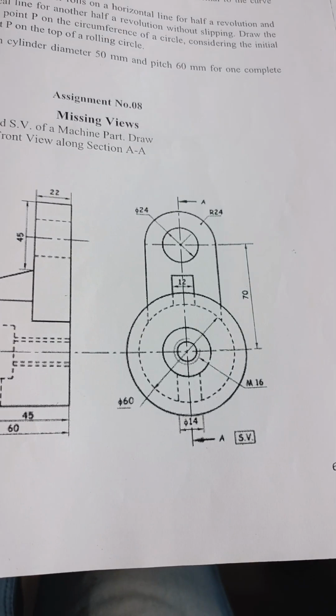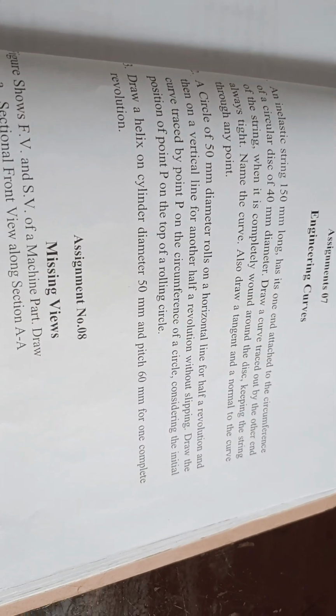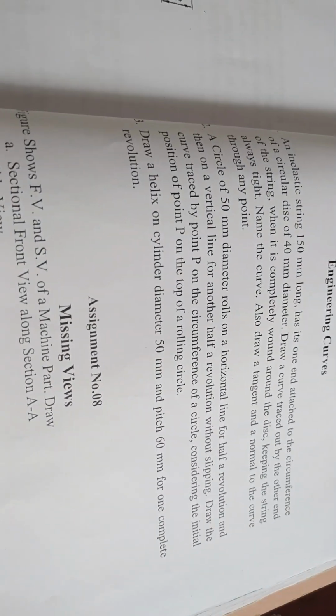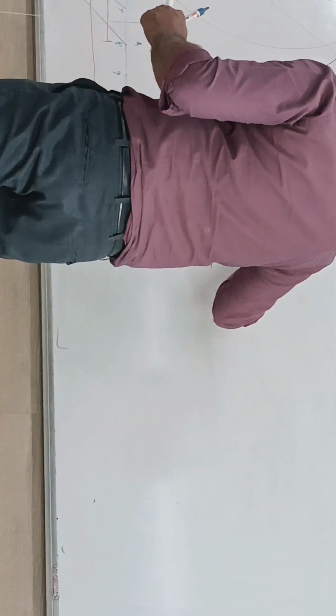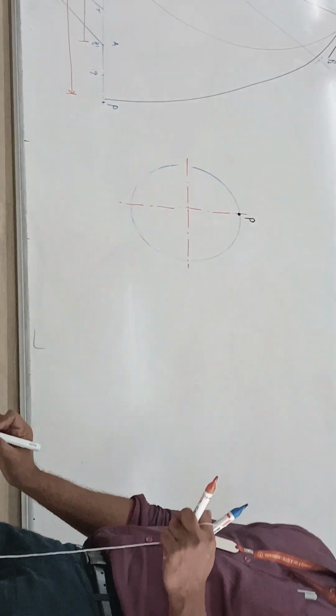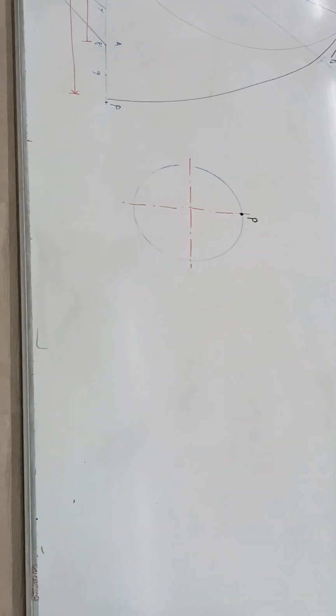A circle of 50 millimeter diameter rolls on a horizontal line for half a revolution and then on vertical line for another half a revolution without slipping. Draw the curve traced by point P on the circumference of a circle. Consider the initial position of point. This is the top of the rolling circle. This is the point P, which is on the top of the rolling circle. Clear है यहाँ तक? Right.